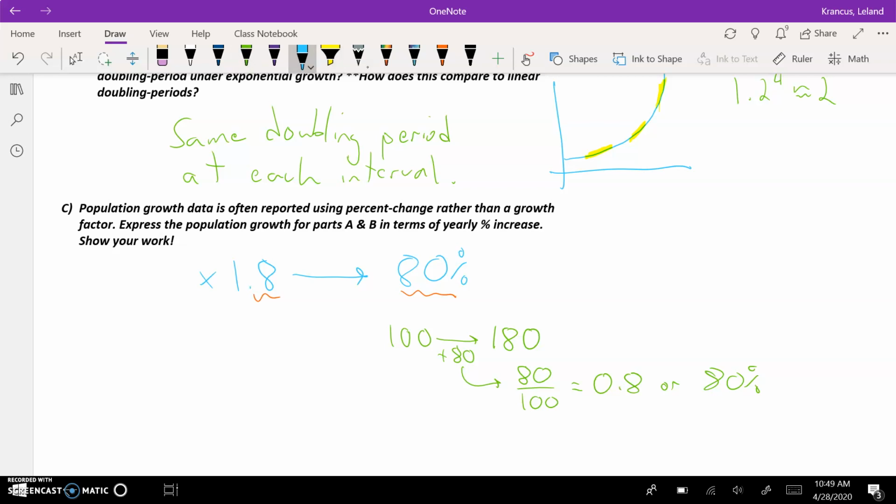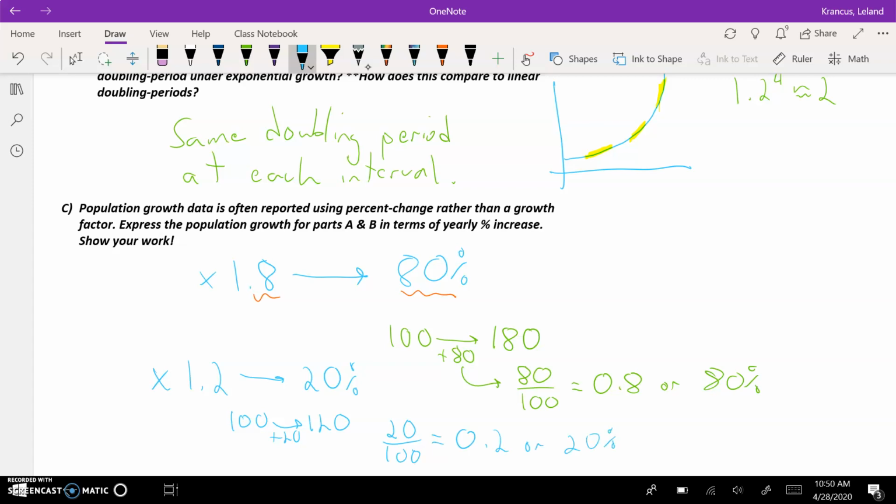So for the other one, if you're multiplying something by 1.2, that would be a 20% increase. So again, let's say we had 100 rabbits at the beginning of this one, because 100 is what percents refer to. You multiply that by 1.2, you'd get 120. That's 20 more rabbits. 20 out of 100, 0.2 or 20%.